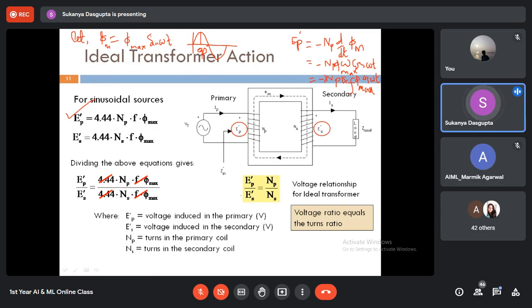Okay, so from that we'll get the RMS value Ep dashed equals 4.44, because 2 pi divided by root 2 is how much?